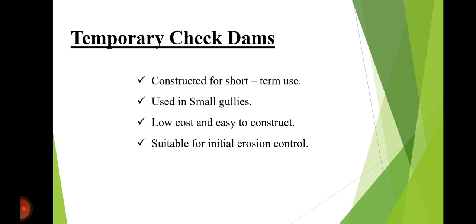Temporary check dams are constructed for short-term erosion control and are generally made from locally available materials. It is used in small gullies. It is low cost and easy to construct. It is suitable for initial erosion control. Some examples of temporary check dams are brushwood check dam, log check dam, straw or grass barriers, low stone check dam.